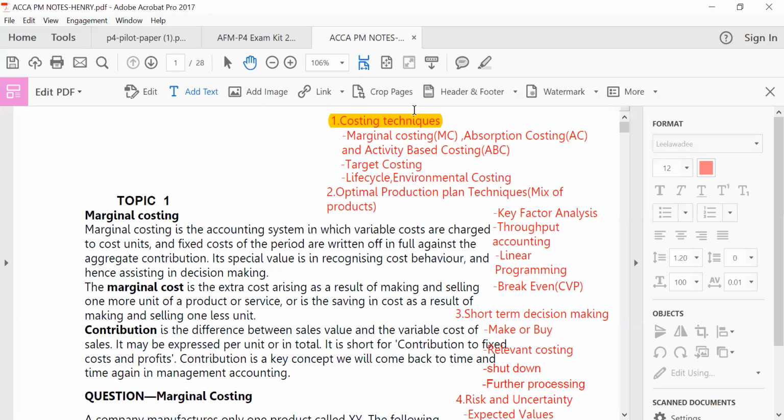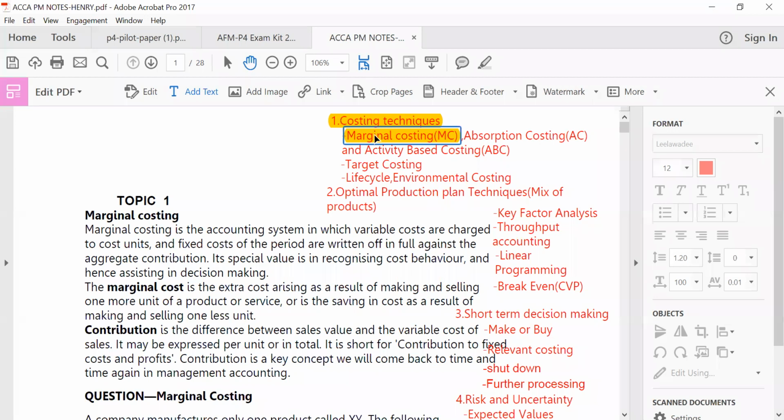But a beautiful aspect is that the ACCA performance management examiner does not examine marginal costing. This is only examined in F2. Please, it's very important for you to note that we are not going to die for that. If the examiner is not going to ask you questions on it, why die for it? Never. But we get the idea behind it, to help us cement understanding of absorption costing.